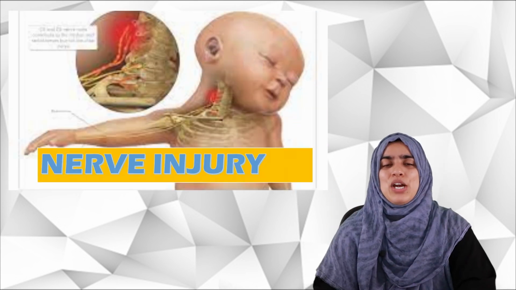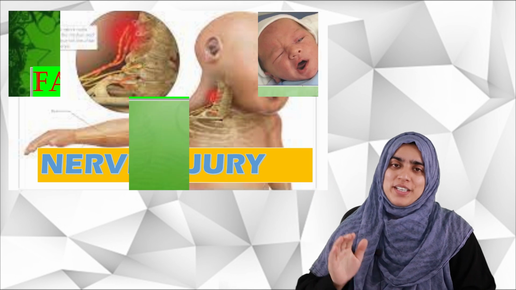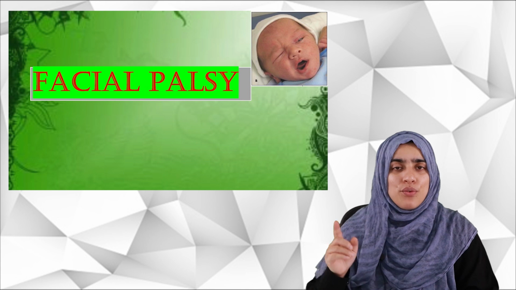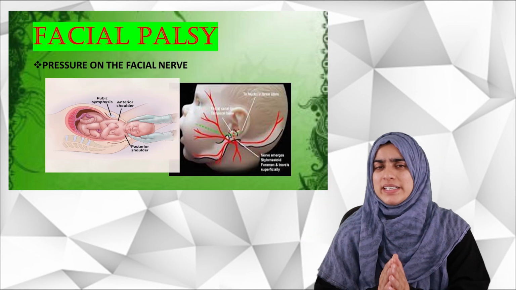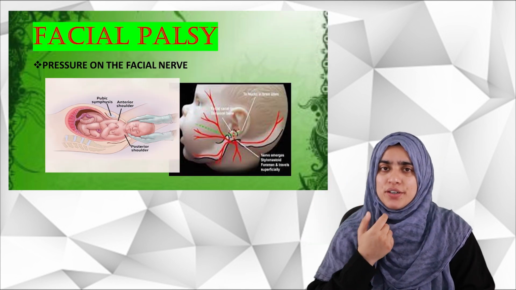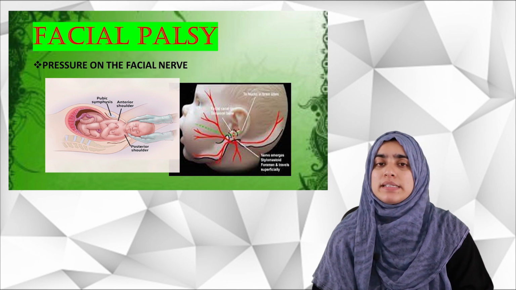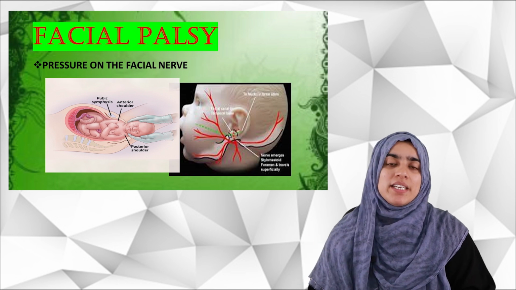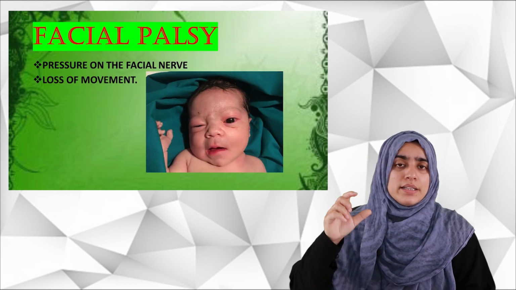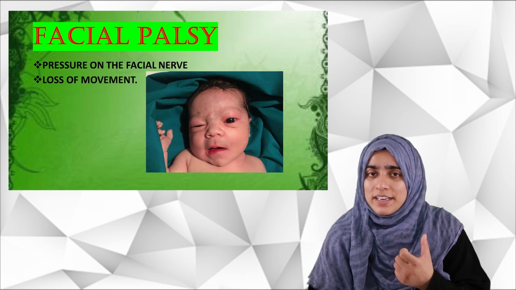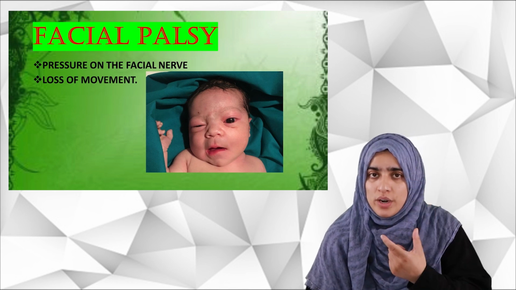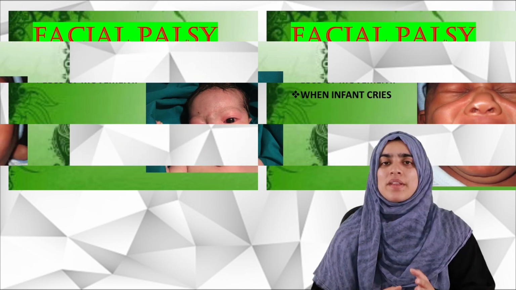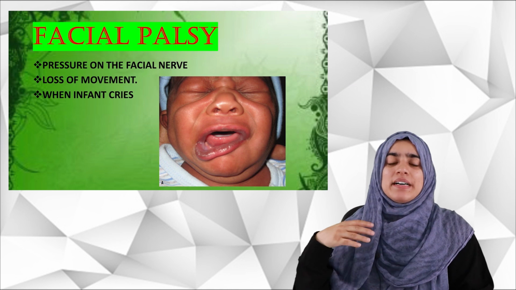The next injury we are talking about is the nerve injury. The very first nerve injury that comes to mind is facial palsy. When there is pressure over the facial nerve during delivery, it may result in injury to the cranial nerve. This results in loss of movement on the affected side of the face and the forehead where the cranial nerve is damaged. This is usually manifested when the infant cries.